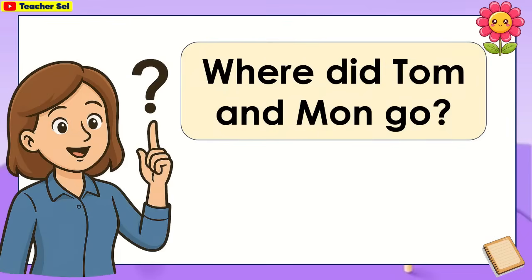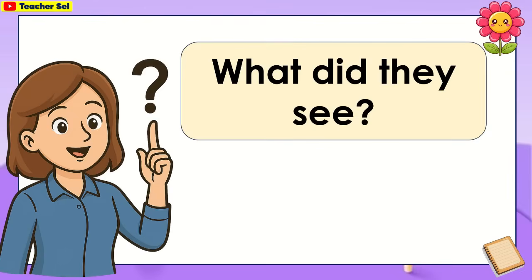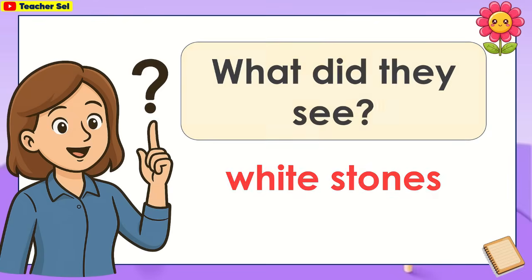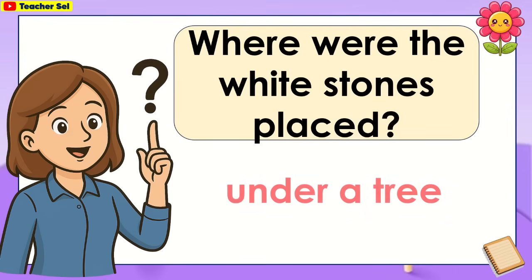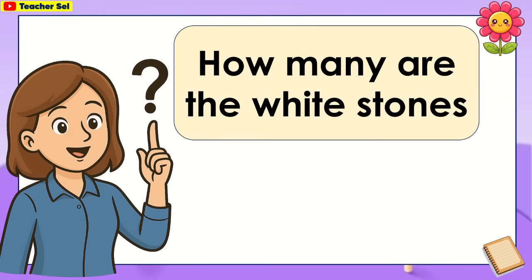Where did Tom and Mon go? Outside. What did they see? White stones. Where were the white stones placed? Under a tree. How many are the white stones? 8.